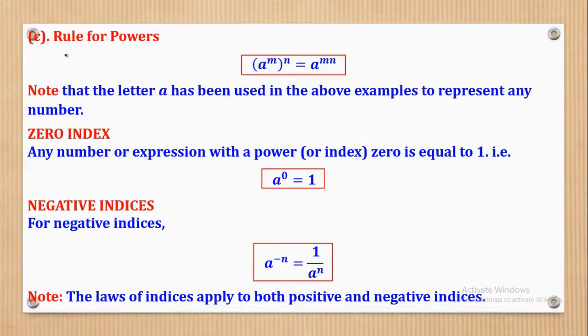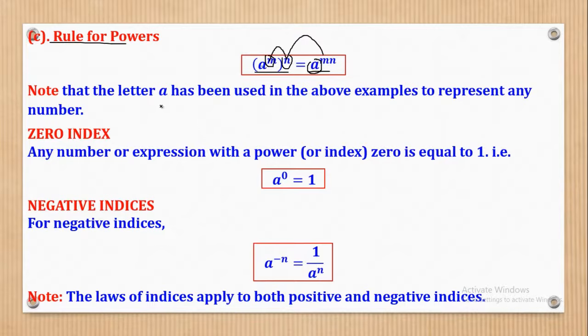Then the third rule is the rule for powers. With the rule for powers, you can be given more than one power. As long as there is more than one power, just know that all those powers will be multiplied. So this time there is this power and there's also this power. All are powers of a. Therefore, it implies that you have to multiply the 2 powers and put them on the same base.